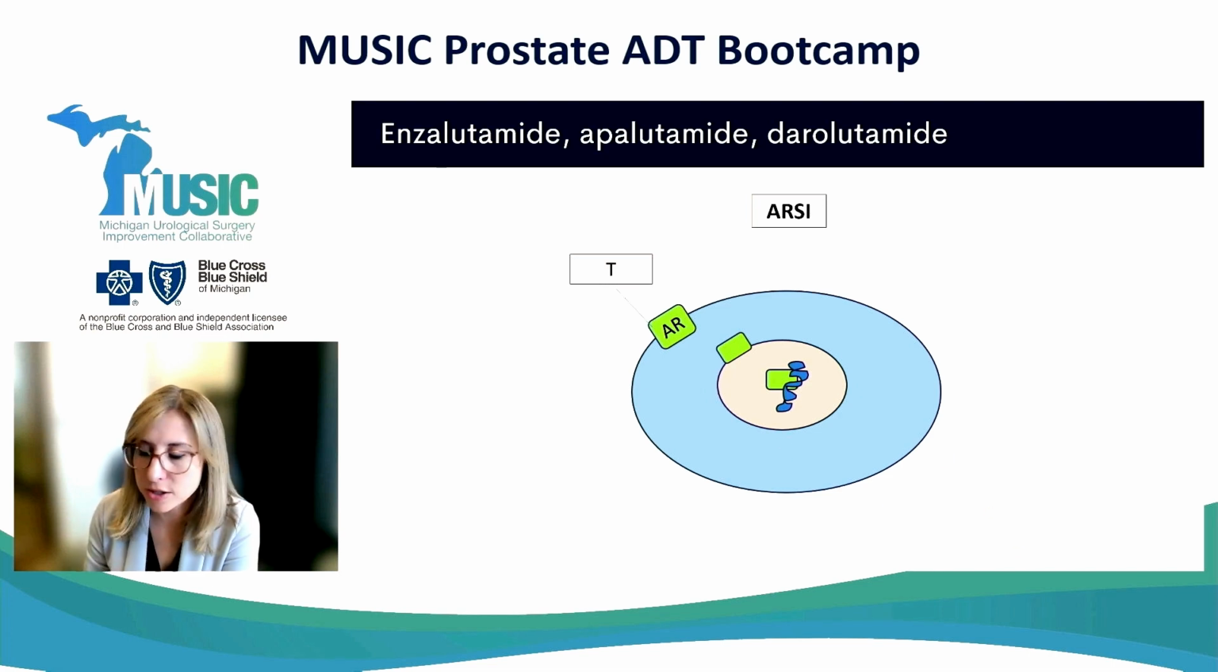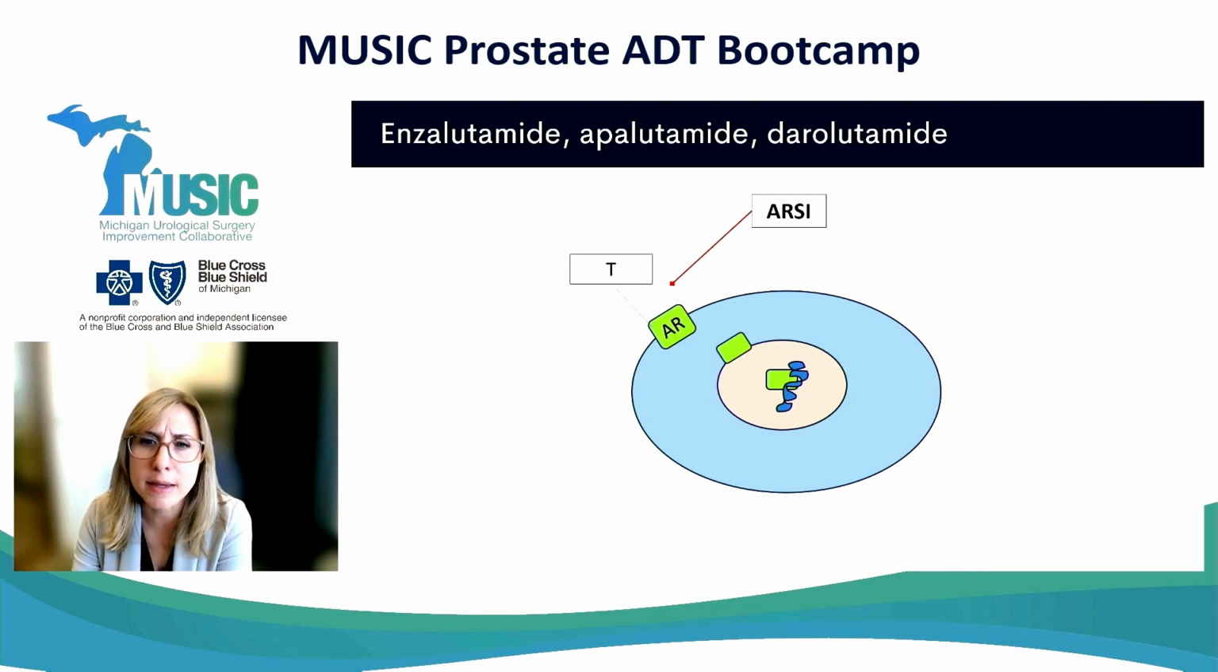So I'm going to show you briefly how these androgen receptor signaling inhibitors work. They first work by inhibiting the androgens from binding to the androgen receptor. They also can inhibit translocation of the receptor to the nucleus, and then the AR binding to DNA and coactivator recruitment. And all of these work pretty similarly.